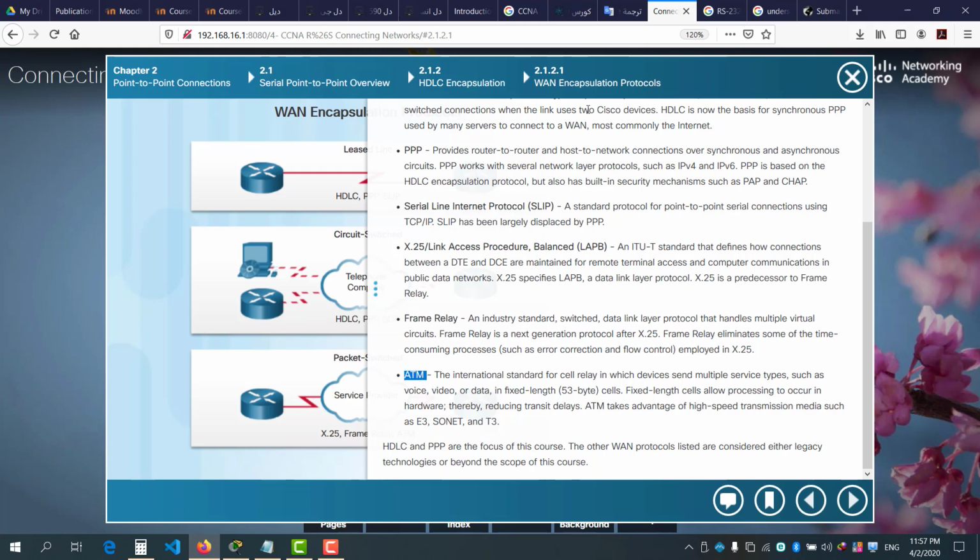The last one we have as a protocol for WAN encapsulation is ATM. ATM is the international standard for cell relay in which devices send multiple service types such as voice, video, or data in a fixed length, which is 53 byte cells. And if you remember, we said that not all the bytes are for data, we have 5 bytes of them as header, so we have 48 bytes actually for data. Fixed lengths allow processing to occur in the hardware, thereby reducing the transit delays. ATM takes advantage of high-speed transmission media such as E3, SONET and T3.